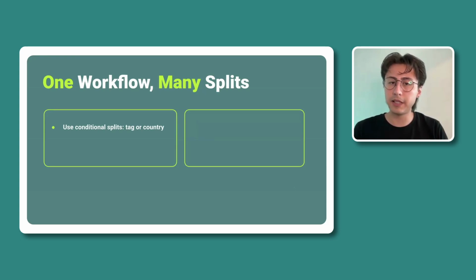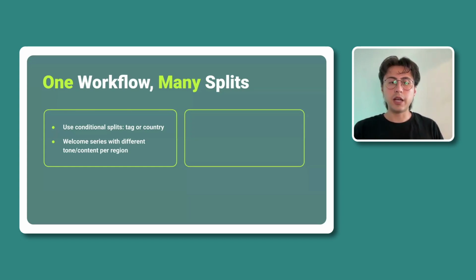You can use conditional splits. You have already tagged the contacts in the previous step. You have already given them a country in the previous step with the form or with the segment. So you're going to use these conditional splits. You can use welcome series with different tone and content per region. Ideally, all the journey of the customer should already be a little bit personalized. So that's why I'm starting with forms before, because we already want to know from the beginning, as soon as they fill the French form, they should receive the French welcome automation. From the welcome email, everything should already be completely localized.